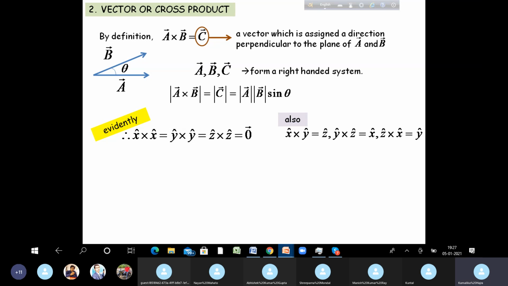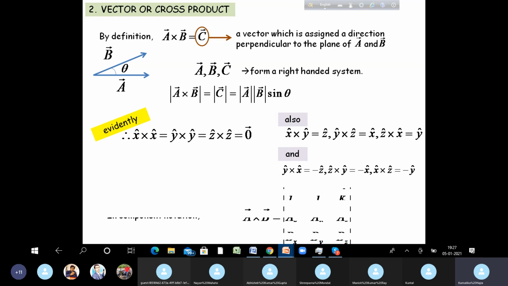On the other hand, x cross y will give you z, y cross z will give you x, z cross x will give you y. Again, because it forms a right-handed system, and we know that x, y and z are mutually orthogonal to each other. So crossing any two will give you the third one, but in this order. If you go in the reverse order, you will get the negative. Just as this, y cross x is minus z, z cross y is minus x, and x cross z is minus y.